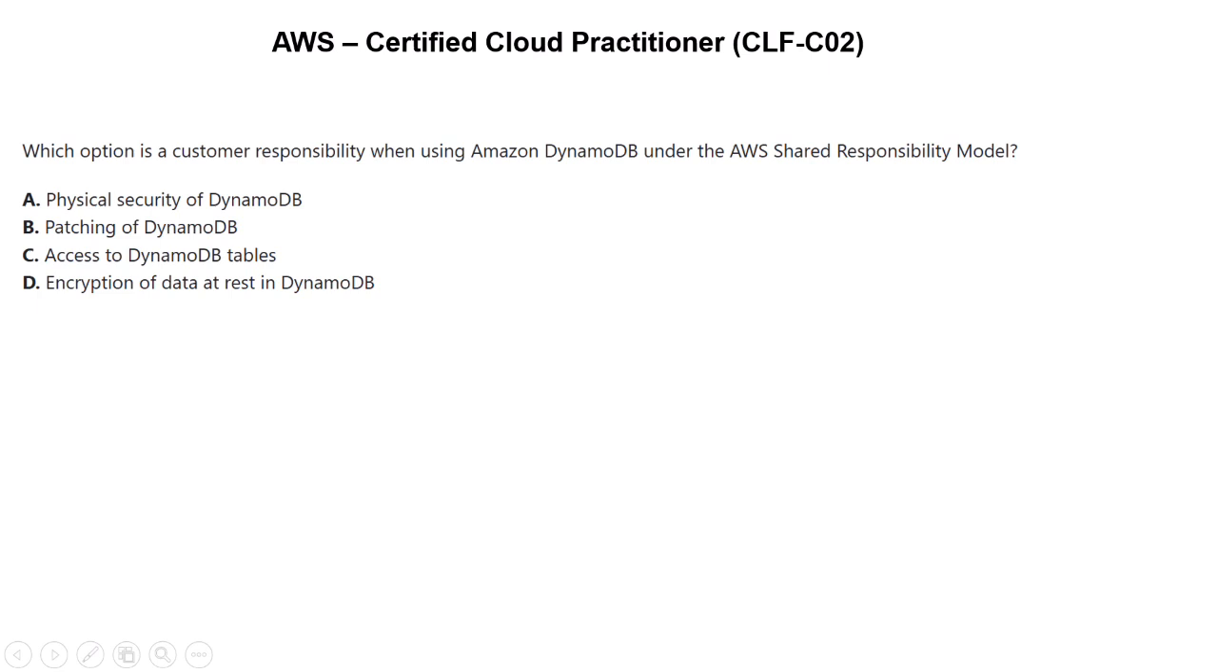Which option is a customer responsibility when using Amazon DynamoDB under the AWS Shared Responsibility Model? Option A, physical security of DynamoDB. Option B, patching of DynamoDB. Option C, access to DynamoDB tables. Option D, encryption of data at rest in DynamoDB.